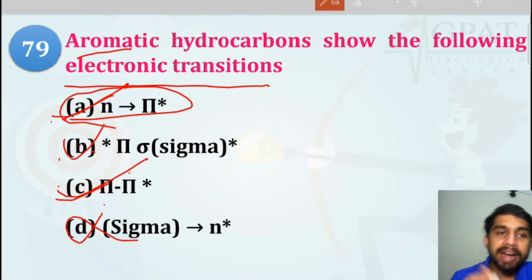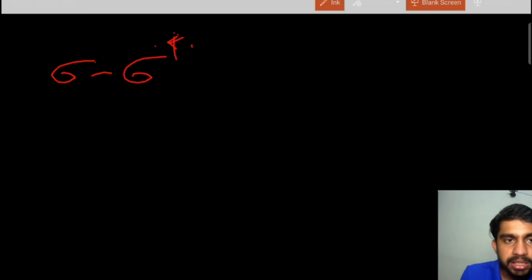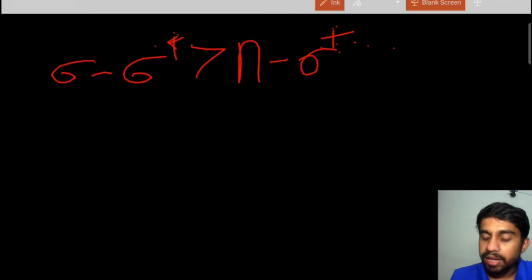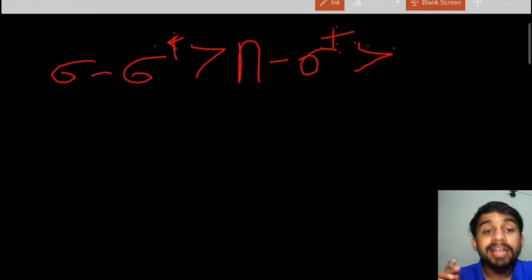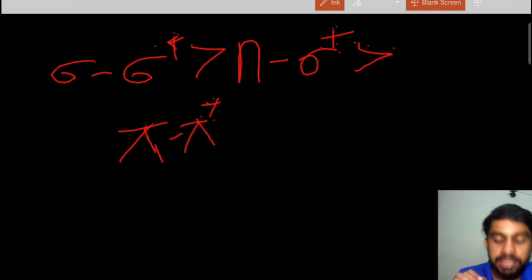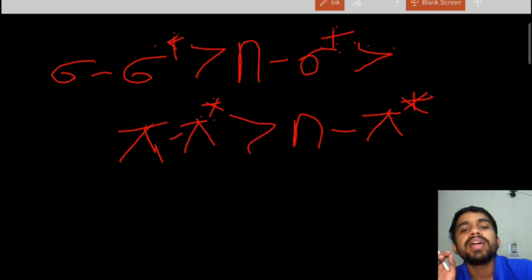Simple. And if we talk about the order of energy required, the highest energy is required for sigma to sigma star, then after that n to sigma star, then pi to pi star, and at last the lowest energy comes under n to pi star transition.